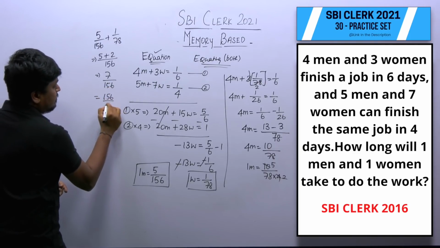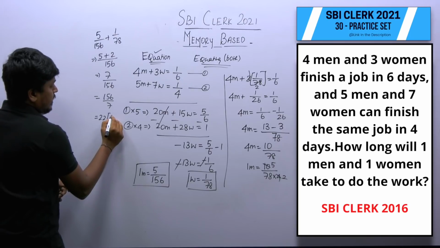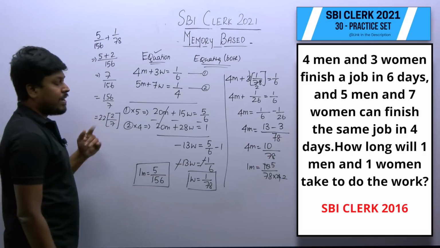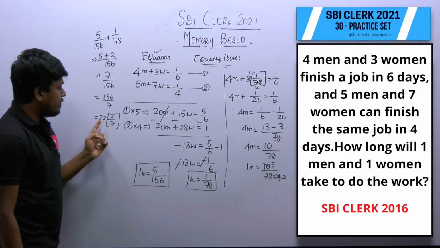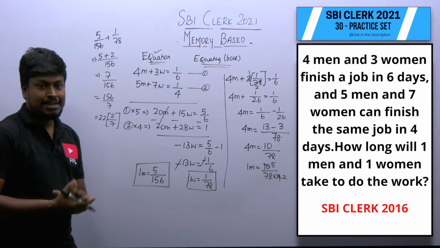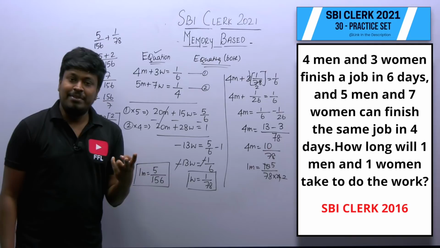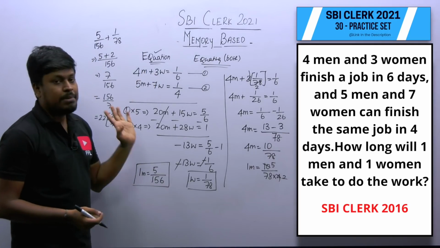So 156 by 7 becomes 22 2 by 7, yes, 7 2s are 14, 15, 16. So finally we can say that 1 man and 1 woman can complete a piece of work in 22 2 by 7 days. Really it's a lengthy process, right? Definitely it will take 2 minutes to solve, no other way, if you go with this equation method.